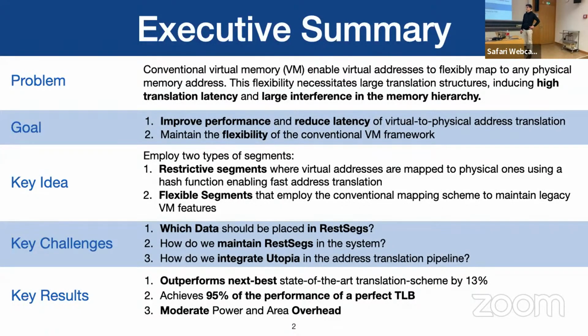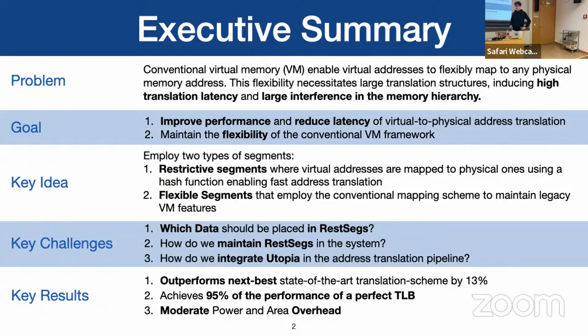The key challenges, now that we have two mechanisms to translate addresses, are: which pages should we place in restrictive segments and which into flexible segments? How do we maintain restrictive segments? And how do we integrate Utopia in the common address translation pipeline? The key results are that it outperforms the next best state-of-the-art translation scheme by 13%. It also achieves 95% of the performance of a perfect TLB reference model, all at very moderate power and area overhead.